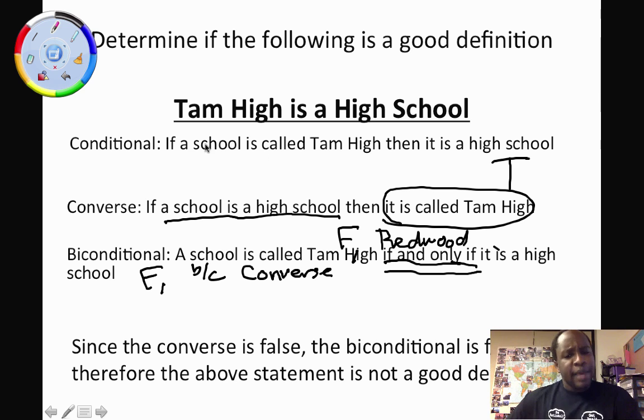So how could we make Tam High have a good definition? A good definition for Tam High is a public high school in Mill Valley. That might be a better definition because if you have a public high school in Mill Valley, then it is called Tam High. From my understanding, Tam High is the only public high school in Mill Valley.